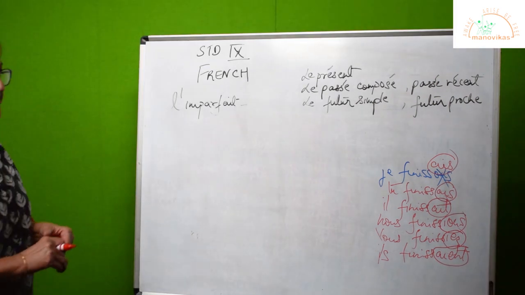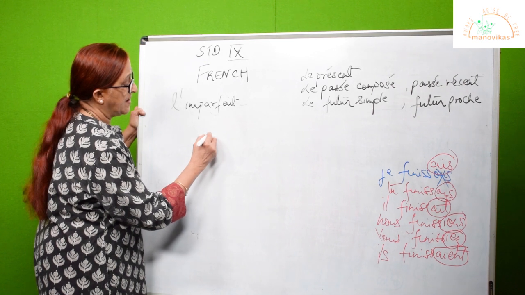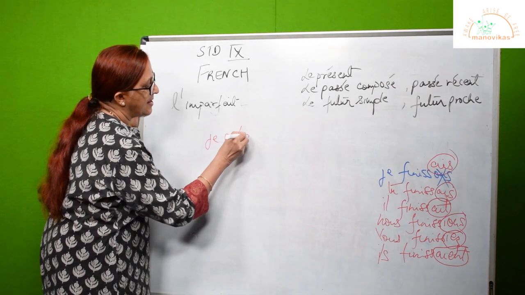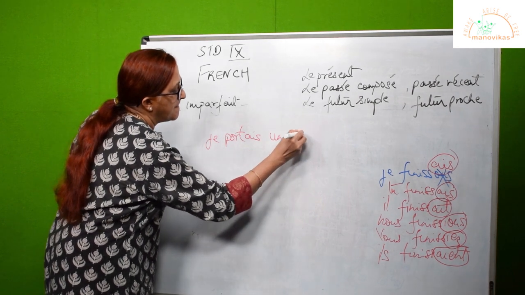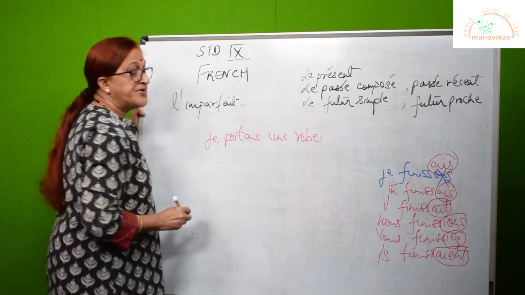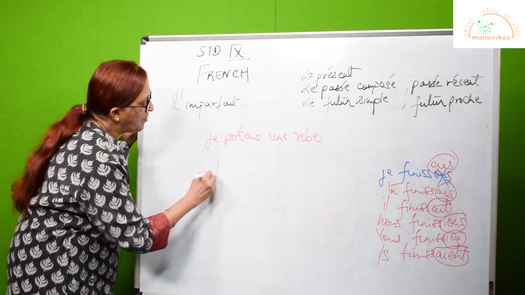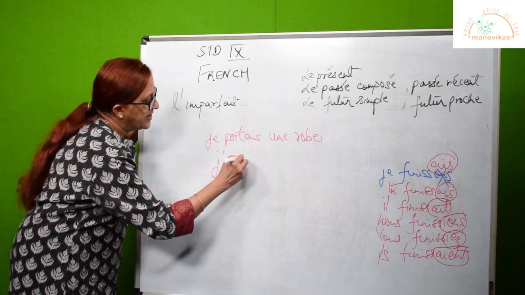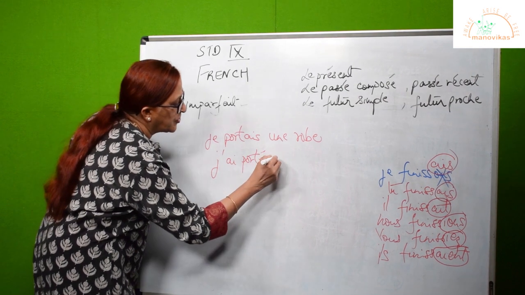Let me compare the two actions in past. Suppose I say, je portais une robe. What do I mean? I was wearing a dress. How will I say I wore the dress? I will use my passé composé. J'ai porté une robe.